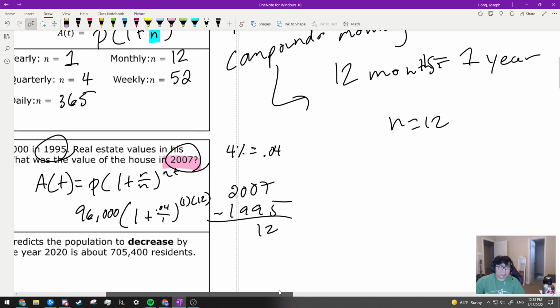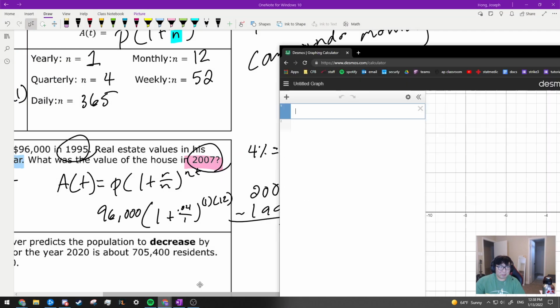So I'm gonna bring this to the side like this. Calculator. 96000 times 1 plus 0.04. I'm gonna put this in parentheses, to the power of 12.